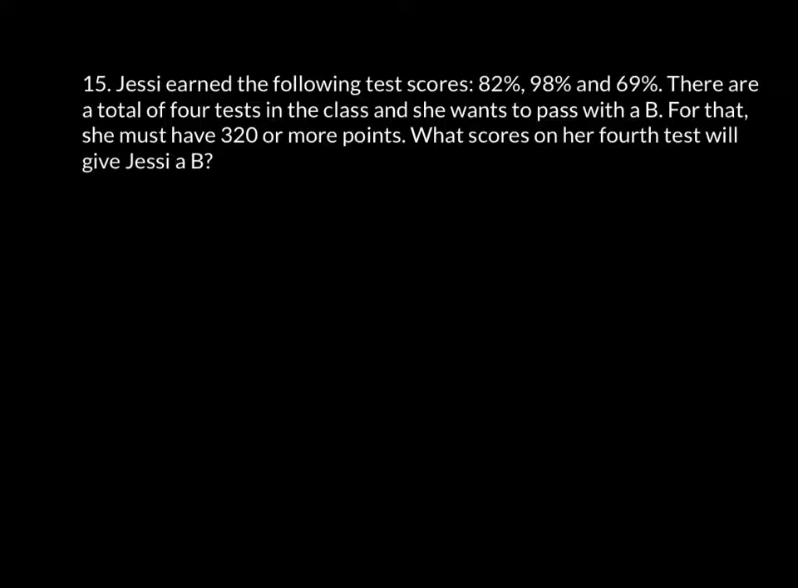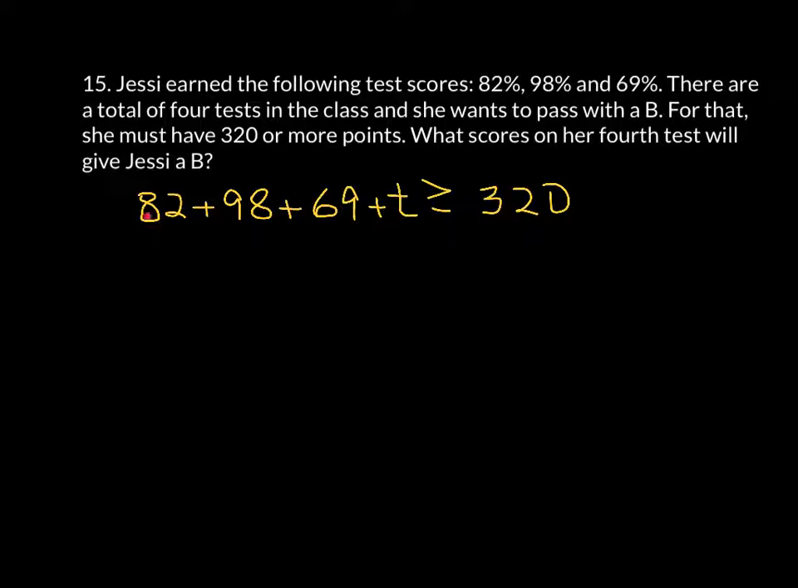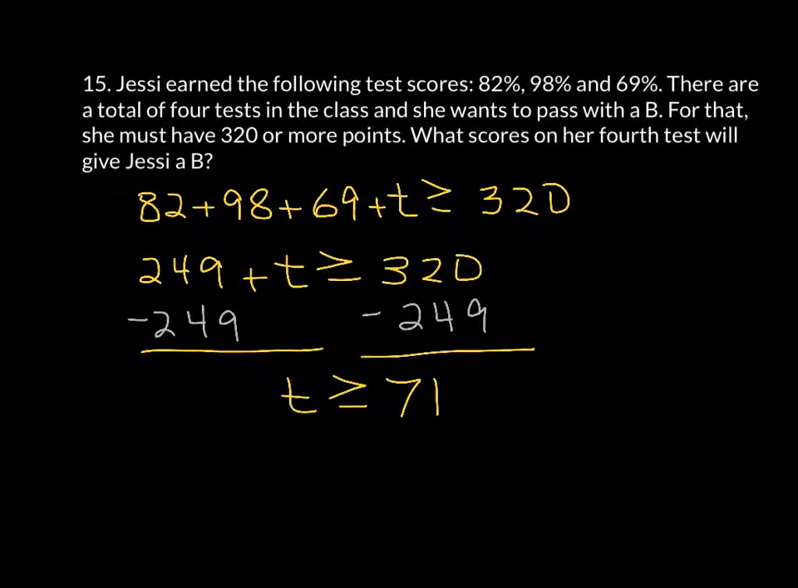So let's let the letter T represent the test value that we don't know, and then we are going to add the 4 tests together. Those tests must add up to either 320 or more than 320. So they have to be greater than or equal to 320. Now all we have to do is add the first 3 tests together and then manipulate this inequality so that we know what T has to equal for Jessi to get a B. So when we do that, we learn that T has to be greater than or equal to 71%.